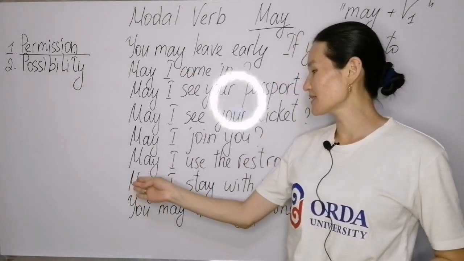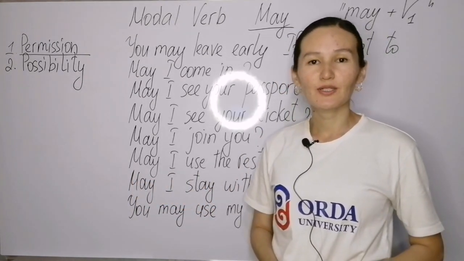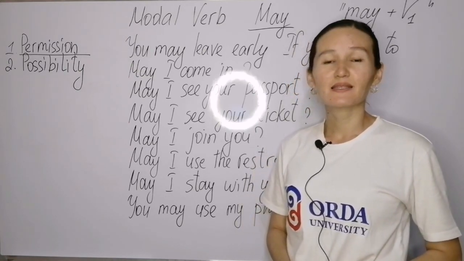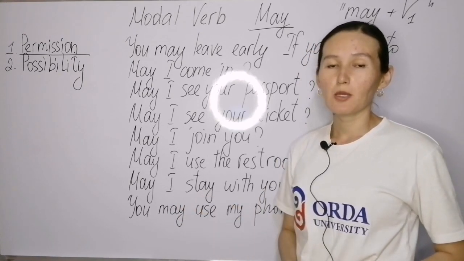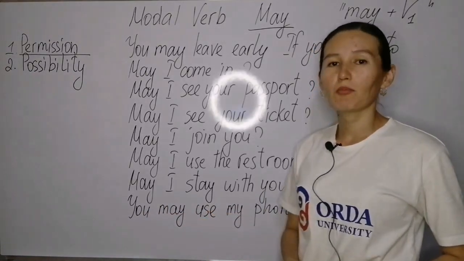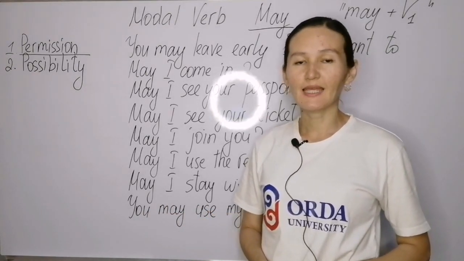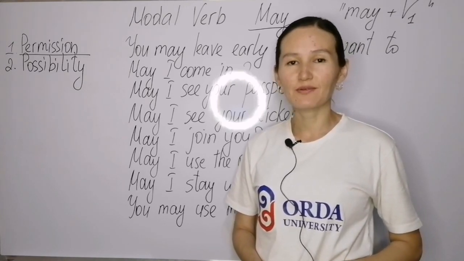So, next sentence, may I stay with you? May plus stay. We can see the verb stay is bare infinitive. Next sentence, you may use my phone. Again, may plus use, bare infinitive.